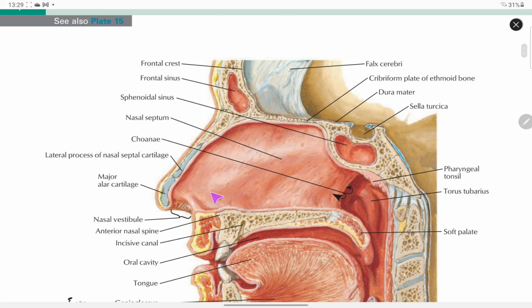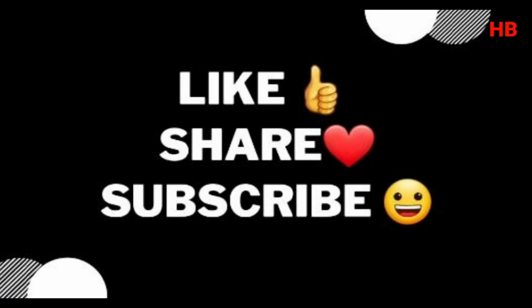Then there is Little's area on the septum. It is a common site of bleeding from the nose, or epistaxis. So that's all about the nasal cavity and the paranasal sinuses.